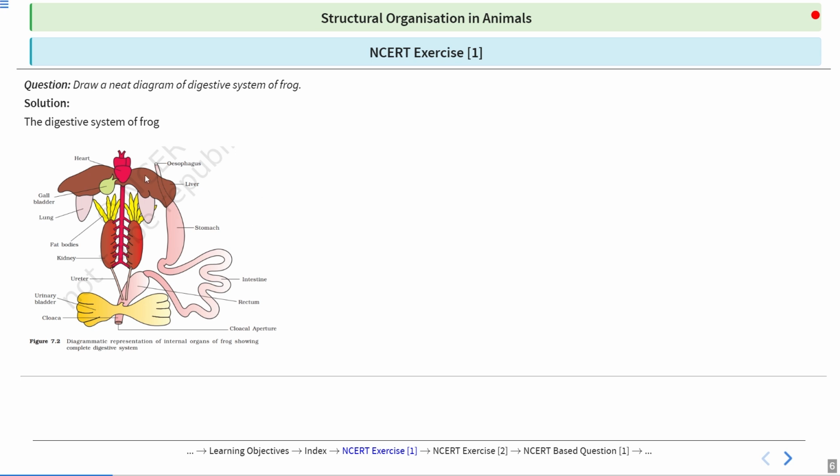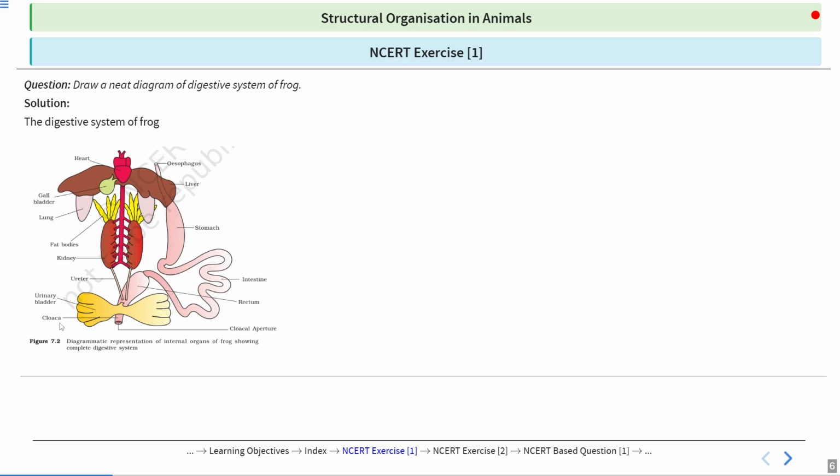What we see here is a liver, and a gallbladder attached to it, right? And we have the esophagus. From the esophagus, there is a dilated part that is called the stomach. From the stomach, there is an origination of a pipe-like structure that is called the intestine. The intestine leads to the rectum, and that rectum is joined with the cloaca part.